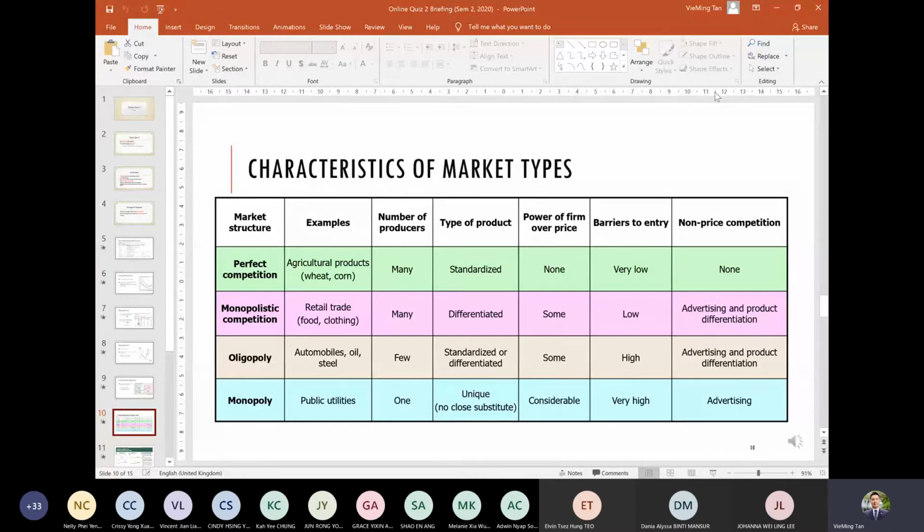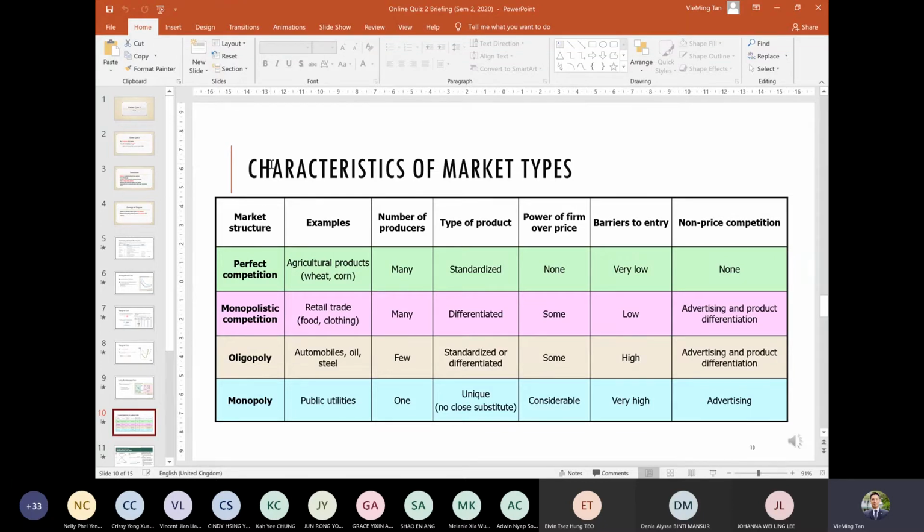How about the third one? Barriers to entry. Good, yes. So what is the meaning of barriers to entry? Barriers to entry means the challenges or difficulties for a new firm to enter into a market to compete with the existing firms. Barriers means challenges or difficulties for a new firm to enter into the market in order to compete with the existing firms.